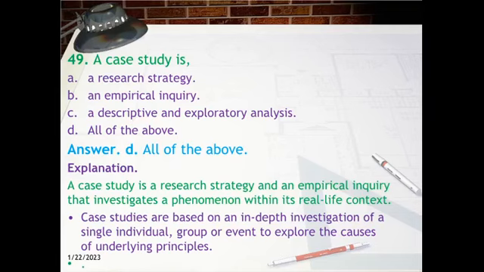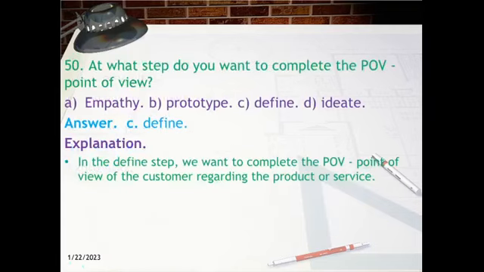underlying principles. 50. At what step do you want to complete the POV, point of view? A. Empathy. B. Prototype. C. Define. D. Ideate. Answer: C. Define. Explanation: In the define step, we want to complete the POV, point of view of the customer regarding the product or service.